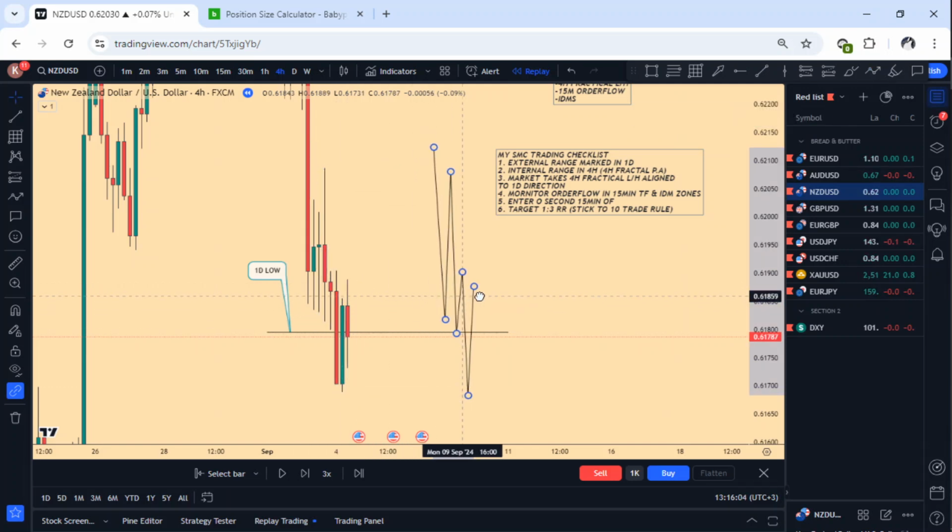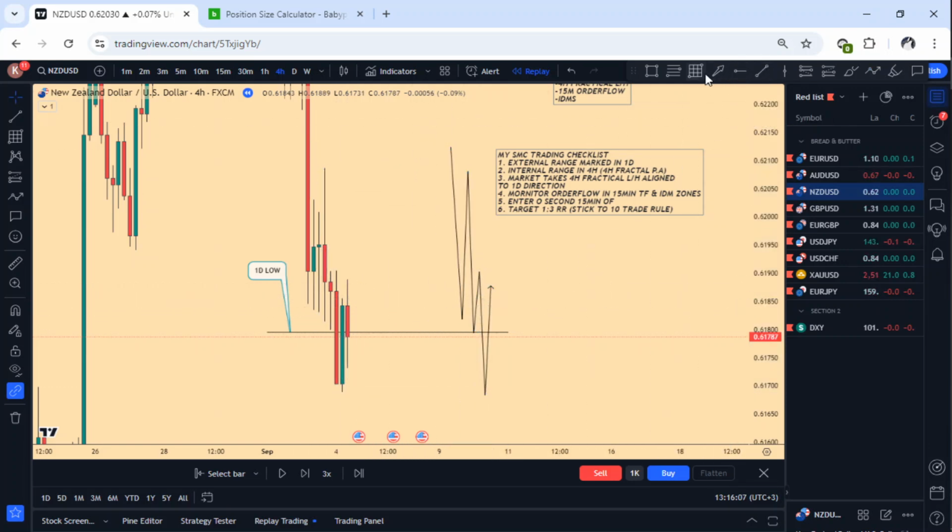Now if we check this, that is the fractal high, so that means I'll be marking my high like this, the internal range. So if price takes this high, we are bullish. If price takes this low, I'm in for sales. So I wake up at 9.